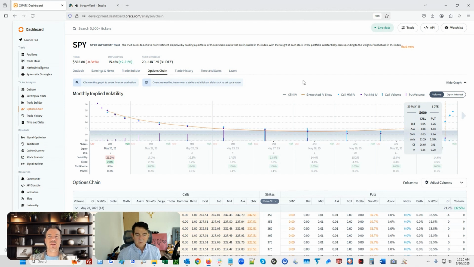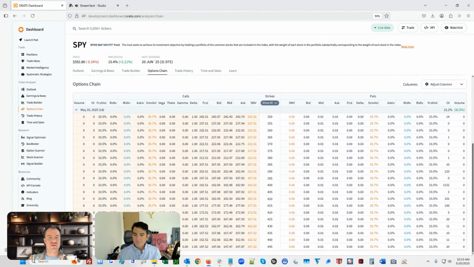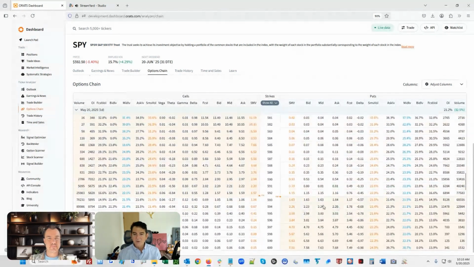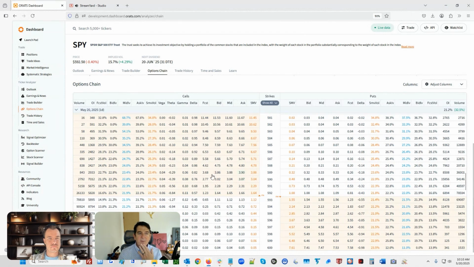So how does an ORATS user utilize this SMV in their trading? It's great to see it on the volatility surface there, but how would I trade around it? Yeah, so it's a couple of ways. I'm going to show you, since we're on the chain, and the chain's one of our more popular tools. We'll start here. We'll start on the put, since we were just talking about the bid-ask and then the SMV.